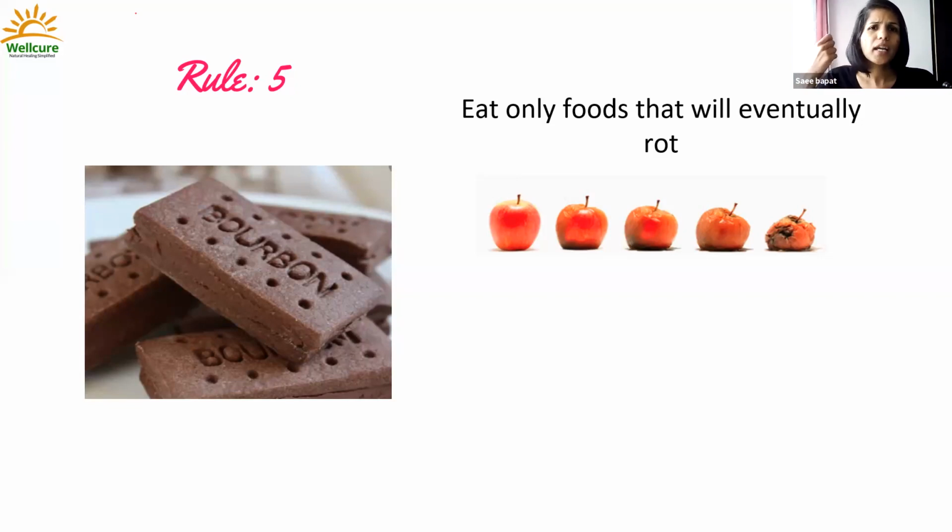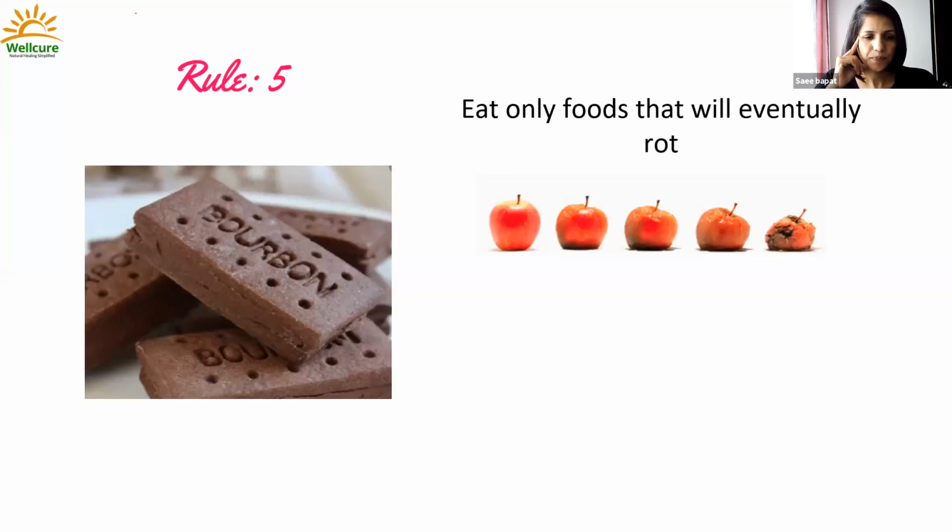The more they get processed, the less life is left. If you see this chocolate biscuit, is there any life left in it? There is no way that our body knows how to digest this processed, food-like substance. Whereas if you take an apple, our body knows that all the enzymes are present to digest it and absorb the nutrients. So this is rule number 5.